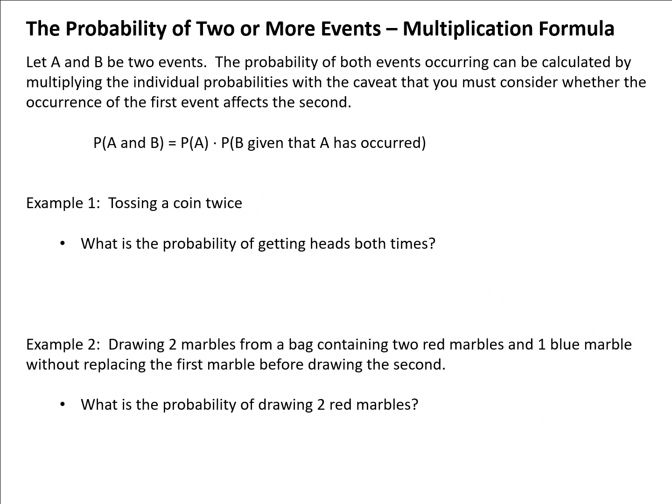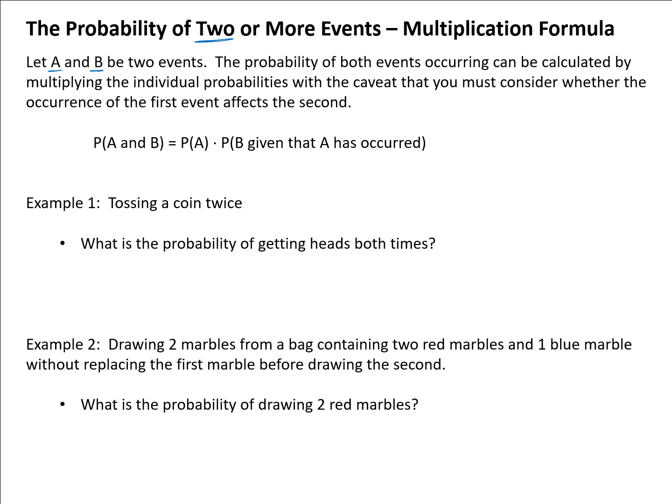That other way is what we sometimes refer to as the multiplication rule. So here's going to be our calculation when we have 2 or more events. Let's start with 2 events. Say A and B are the events that we want to look at. The probability of both events occurring can be calculated by multiplying the individual probabilities, with the caveat that you must consider whether the occurrence of the first event affects the second.